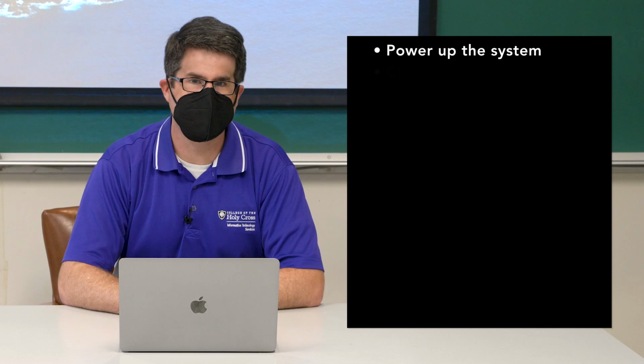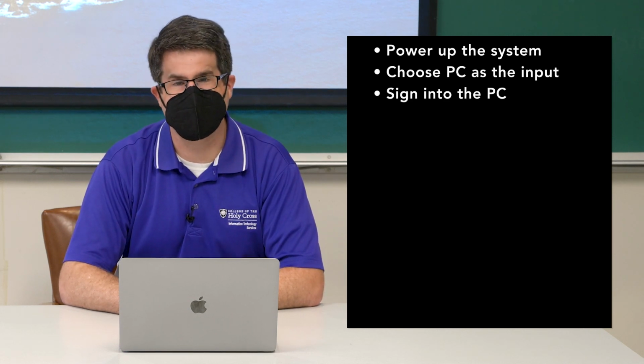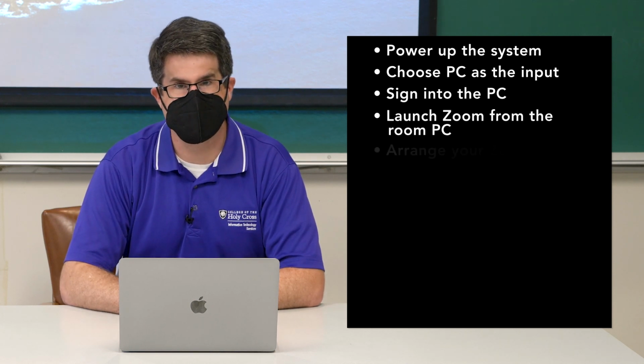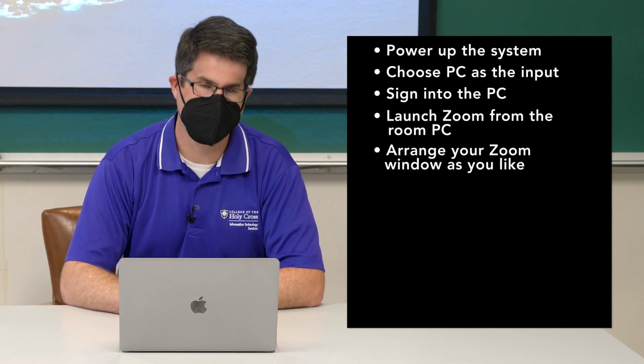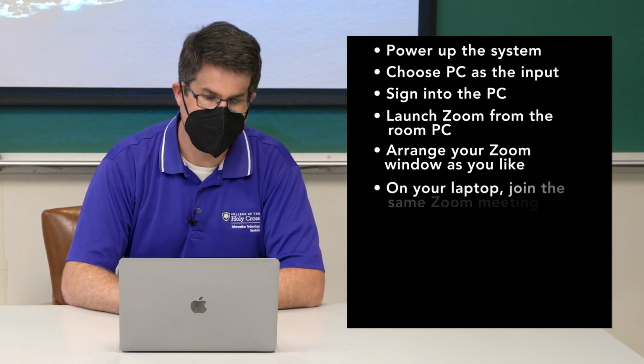If you prefer to show content from your laptop, the initial setup is the same. Power up the system, choose the Room PC as the input, and sign into the PC. Launch a Zoom meeting from the Room PC, arrange the Zoom window as you'd like, but then on your laptop, join the same Zoom meeting.